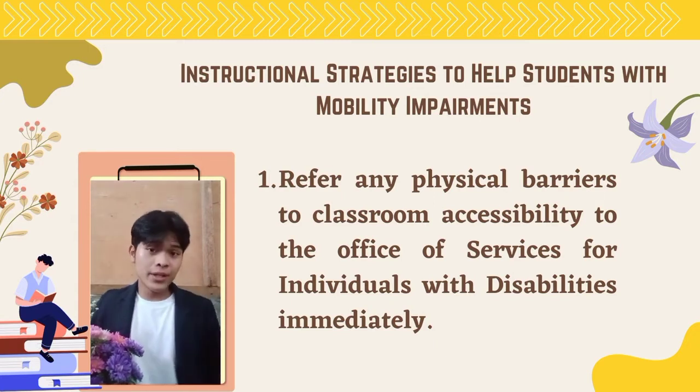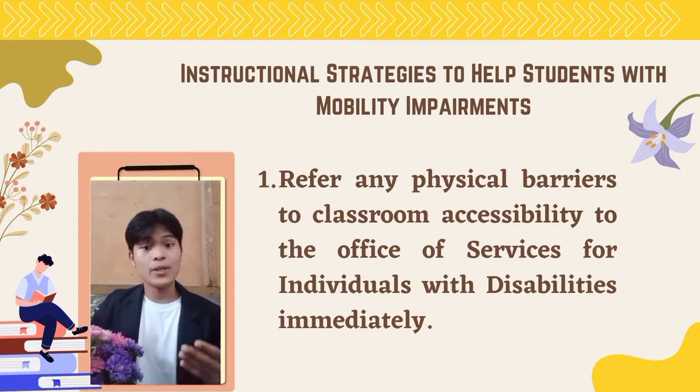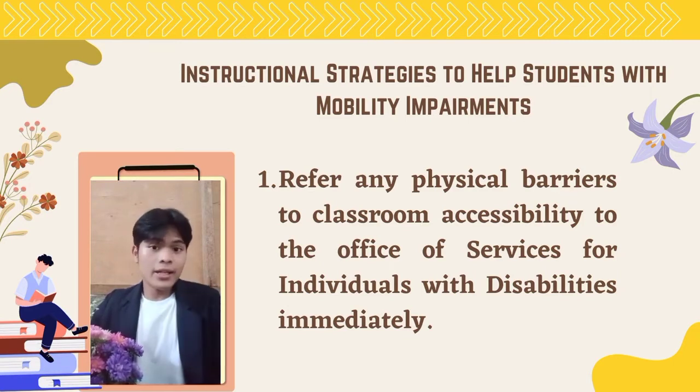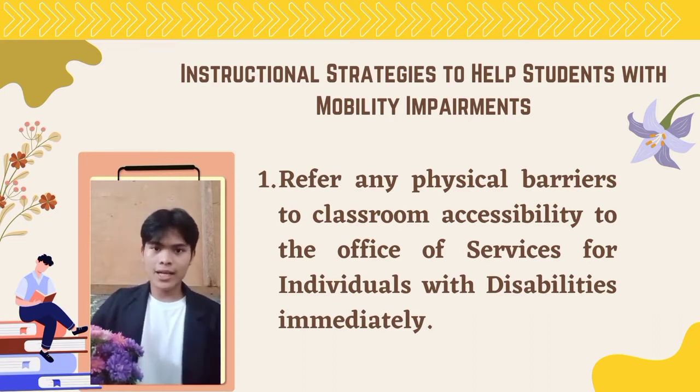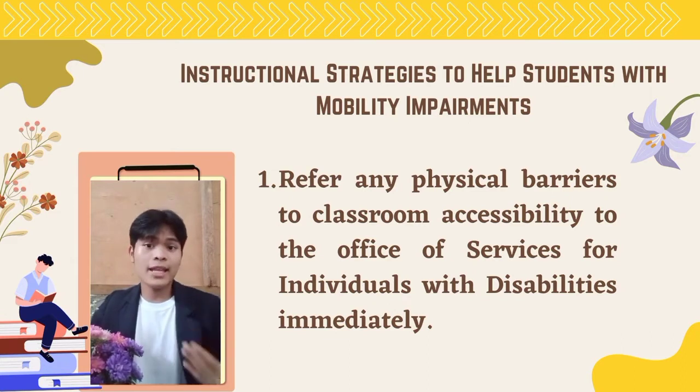For example, you have a new student who is using a wheelchair and you notice that there is no appropriate armrest or table for him or for her. As a result, you must immediately notify the office in order for them to address this barrier and provide accessibility. Another example, you have a student who has respiratory issues such as asthma, and there is no asthma emergency kit in your classroom. As a result, you must notify the office as soon as possible so that they can provide the necessary emergency kit.